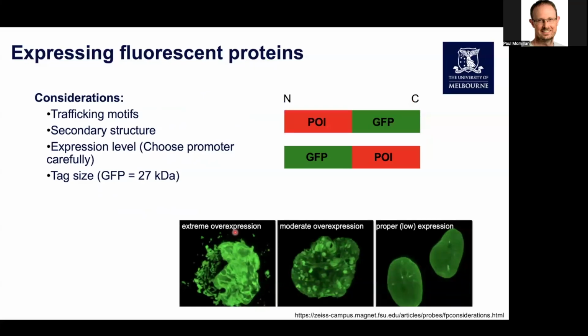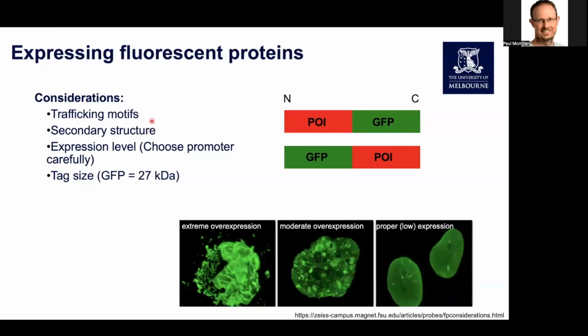Some of the considerations we need to think about when we're doing this is that lots of proteins have specific trafficking motifs. So if you're trying to get a protein to go into the mitochondria, then there is an N-terminal sequence which encodes for that. You don't want to put your GFP on the N-terminus of that molecule. If you're trying to get your protein to go to, say, the endoplasmic reticulum, then there is a C-terminal motif which encodes for that. So you probably don't want to attach your GFP molecule to the C-terminus of those proteins.